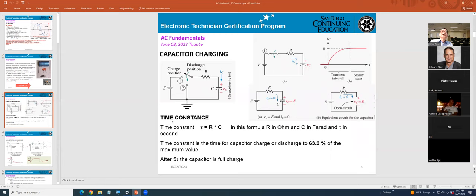Okay, now we're talking about capacitor charging. You see this circuitry here. You get a power E and a voltage. And this is a switch. They can go to number 1, or they can go to number 2. Okay? So if you connect the switch to number 1, like this one here, the current from the power goes to the resistor and charges the capacitor. You see that this side is positive, and this side is negative.